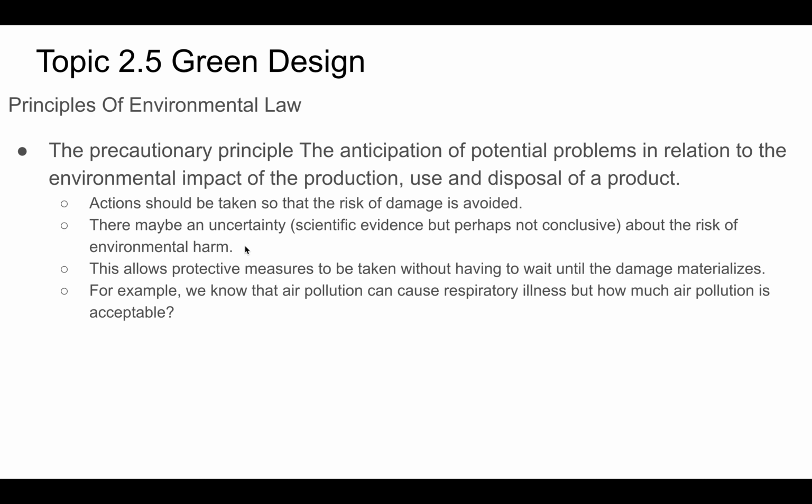There are some interesting reports coming out about Teflon being a problem. There are some chemicals in Teflon that they call the forever chemical. I forget the name of them right now, but they are very long lasting chemicals, and they can do harm and build up in people's bodies and things like that. And so this came about relatively recently. The evidence is there, but not as conclusive, and you still find Teflon pans. So this allows protective measures to be taken without having to wait until damage materializes. So you can look forward and say, let's be careful about this. Let's try not to have any damage.